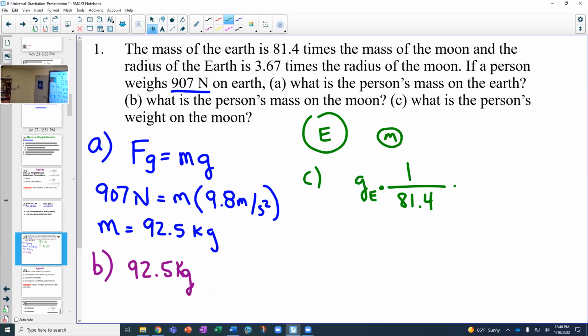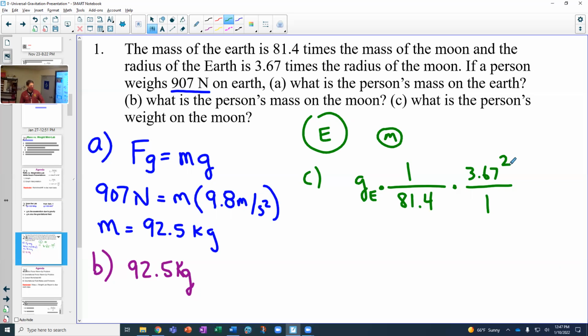So instead of dividing, if I say the Earth is this, the moon is 3.67, but I need to square it because it's not a linear relationship. It's a quadratic relationship based on what we know from that equation. So if I take g on the Earth, 9.8, and divide it by 81.4, because the moon is much less massive, and then multiply it by 3.67 squared, because it has a lower radius, which would actually strengthen the gravity, right? So one factor, the mass, is weakening the gravity, but one factor, the radius, is actually strengthening it. You follow okay on that?